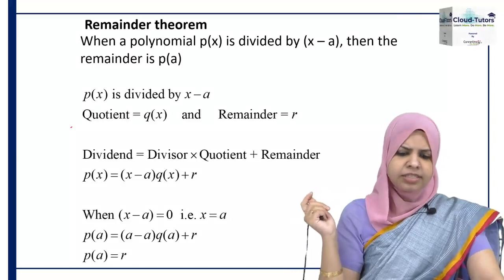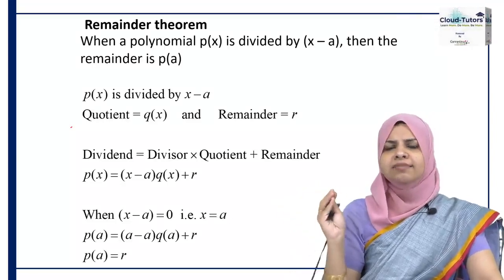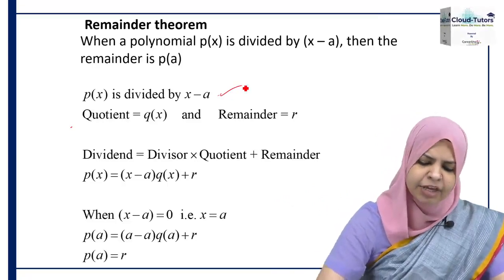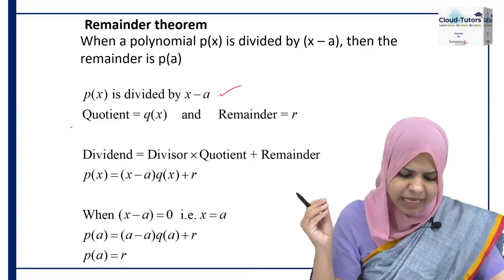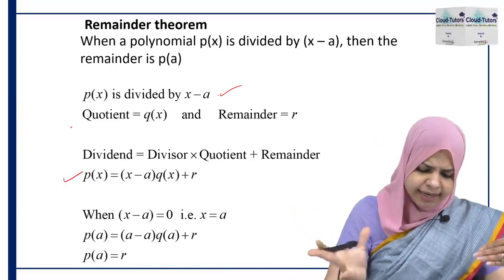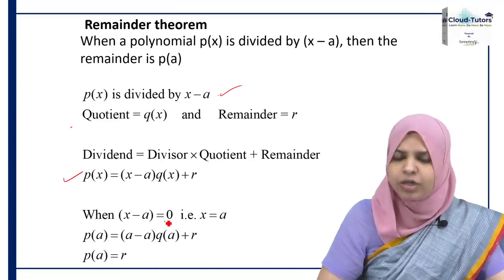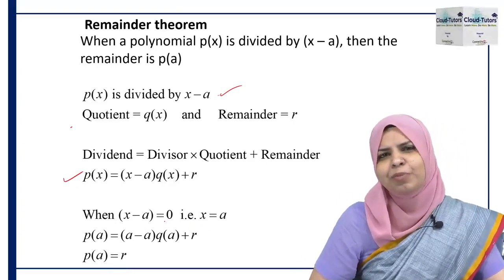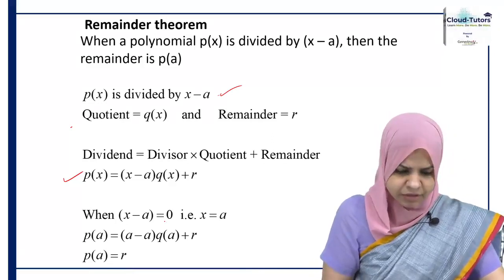Now this is your remainder theorem. If p of x is divided by x minus a, q of x is the quotient, and definitely the remainder is r. So yes, when x minus a is equal to 0, p of a is your remainder. We have solved many examples now.